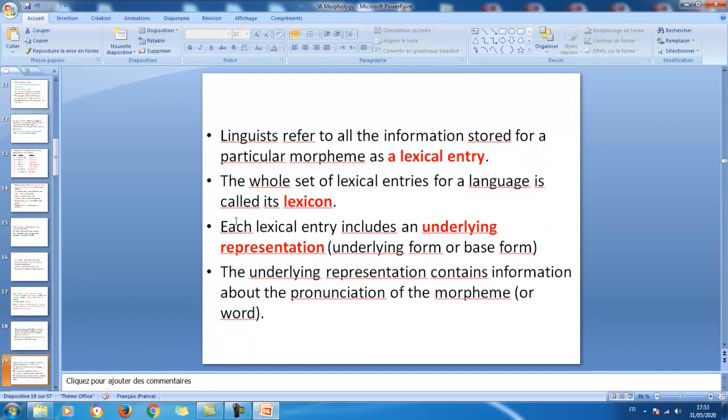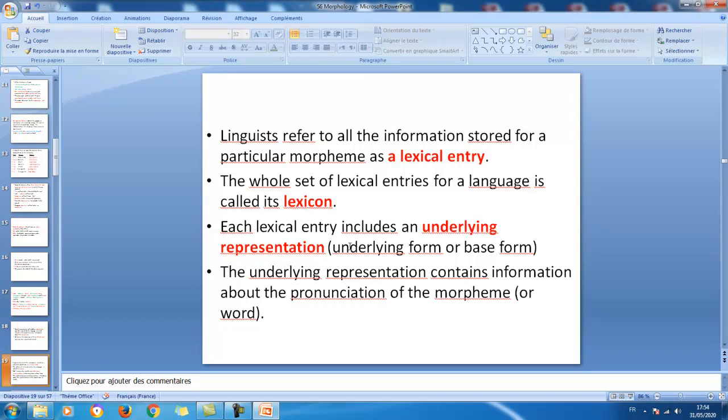Okay? Now, these things that we are supposed to store in our mind as information about the morphemes here, they represent what you call a lexical entry. So, in other words, linguists refer to all the information stored for a particular morpheme as a lexical entry. Now, the whole set of lexical entries for a language is called its lexicon. This is what you call the mental lexicon. It's like a dictionary where we put the words in alphabetical order, and each word is being explained from the grammatical point of view, from the pronunciation point of view, from the collocation point of view, and everything there.